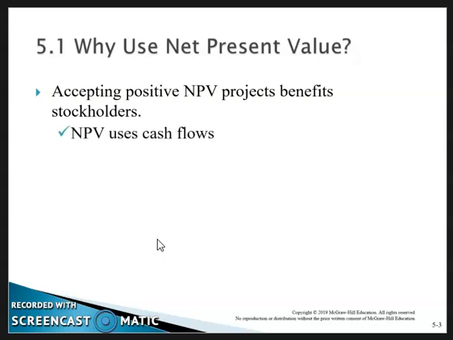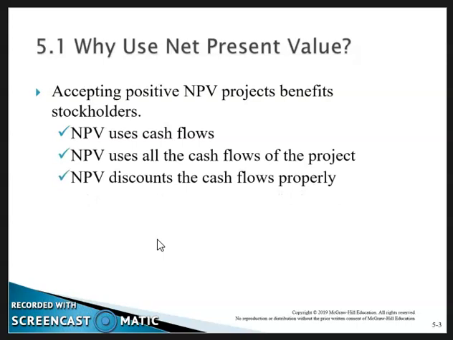So NPV uses cash flows, uses all the cash flows. It discounts the cash flows properly at the required rate of return. One of the things we'll learn about internal rate of return is that it assumes that all cash flows are reinvested at that rate. It's an unrealistic assumption, especially in today's world where we have very low interest rates.